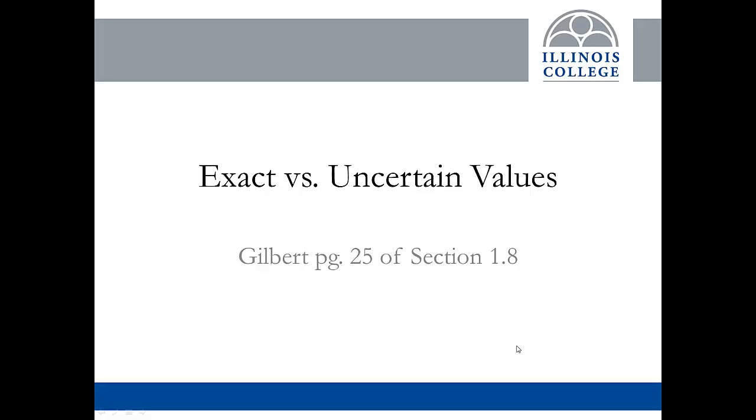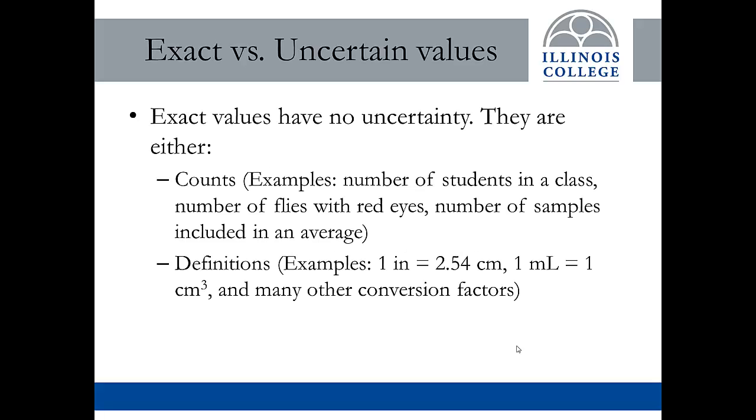This short video is going to explore the difference between what we call exact values and uncertain values. So what's the difference between exact versus uncertain values? Uncertain values are the ones that we measure using some instrument in the lab, and usually we report those out to so many digits, and that last digit we have a little bit of uncertainty. So we're not sure if it's actually at 3, could be a 5, that kind of thing.